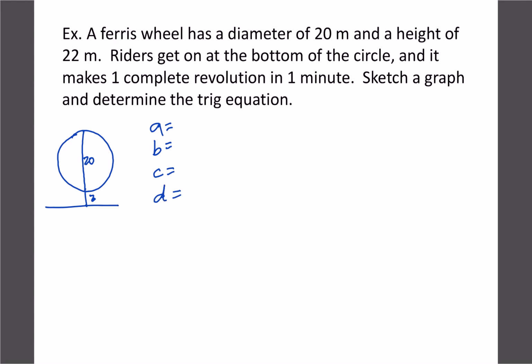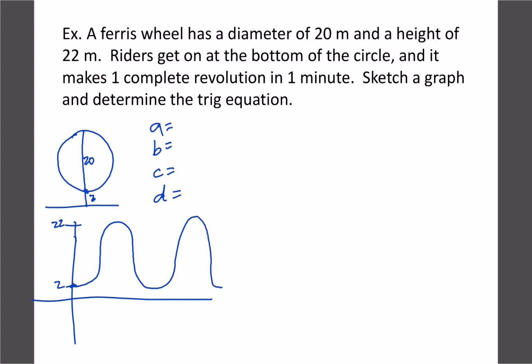In this case, our amplitude is going to be the radius of our circle, right? If you think about this, let's sketch this out a little bit. We're going to start at a height of 2. That's where we're going to get on the ride. We're going to go up to 22. That'll be our maximum height above ground. And we're just going to repeat. So we're going up to 22 and back down to 2 and so on. If we think of it in terms of the graph, our midline should be halfway between 2 and 22.